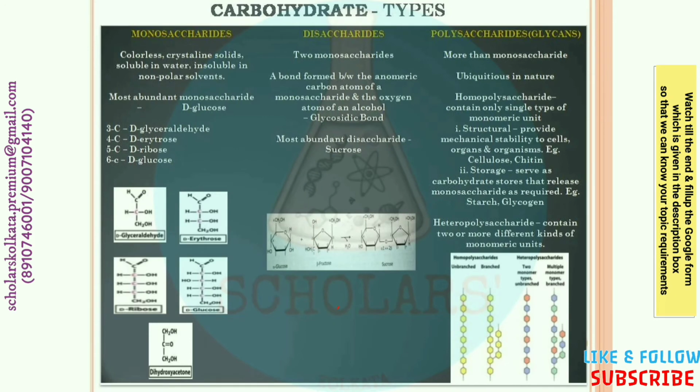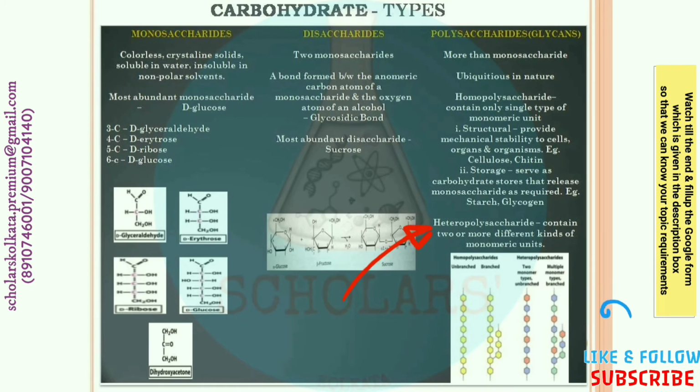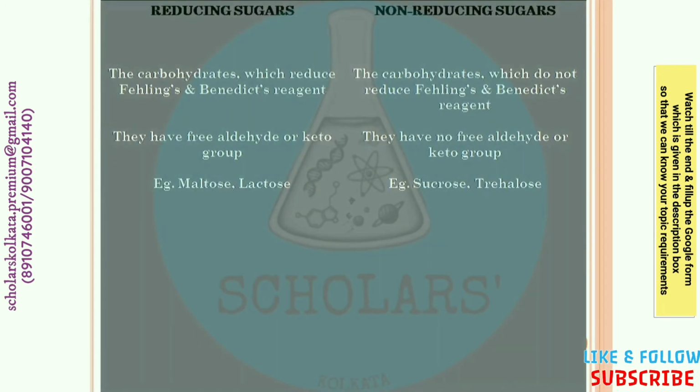Now the last one is the heteropolysaccharide. In this type, two or more different kinds of monomeric units bind with each other and form the heteropolysaccharide. In the picture you can see that two or more colors of different monomeric units are present and bind with each other and form the heteropolysaccharide, and this also has two types, called branched and unbranched, based on their structures. Now we also have two special types of carbohydrates, the reducing and non-reducing sugars.